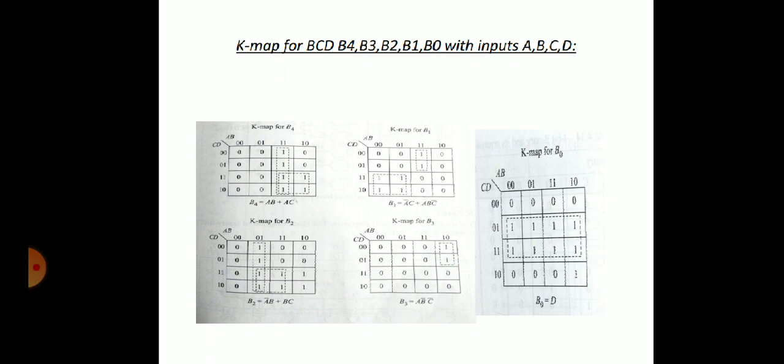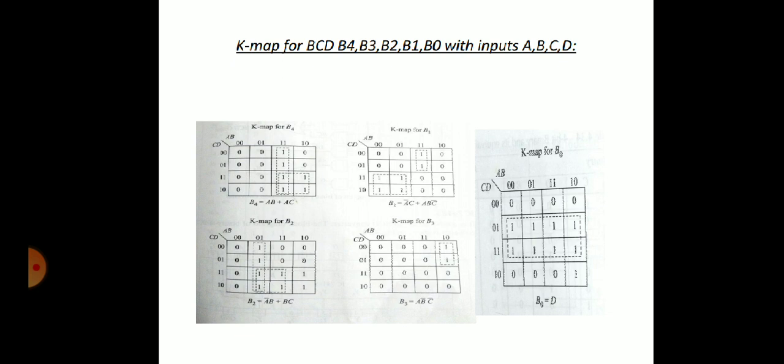Basically, for designing any type of converter, there are 3 steps. First one is the truth table. Second one is the K-map and get the expression. And third one, using this expression, design the circuit using logic gates. These are the 3 steps for designing any type of converter.